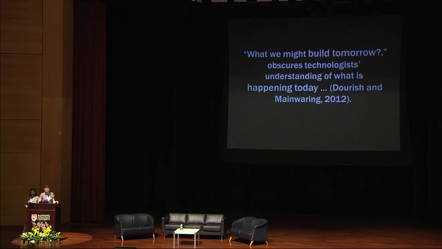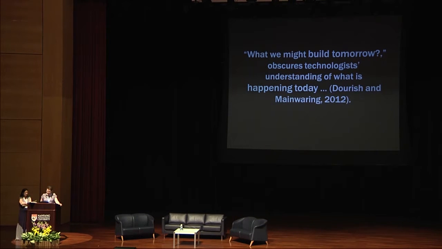So what do these findings mean? Well, I think Dourish and Mainwaring's recent discussions on post-colonial computing have a lot to say about what we're finding and how to make sense of it. And they write that focusing on what we might build tomorrow obscures technologists' understanding of what is happening today. And I think there's something to this.